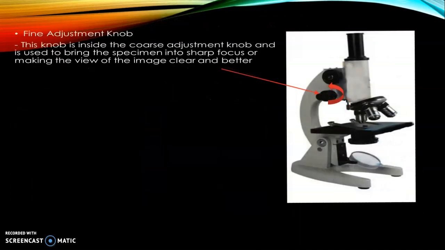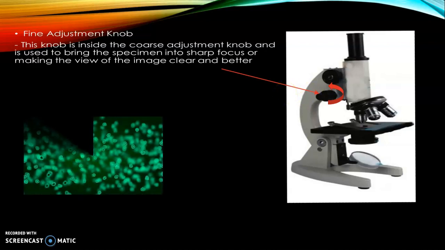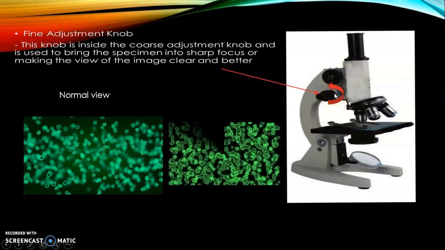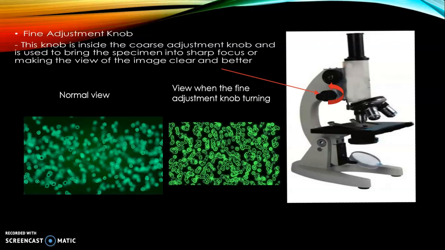Another, the fine adjustment knob. This knob is inside the coarse adjustment knob. It is used to bring the specimen into sharp focus, making the view of the image clear and better. By turning this fine adjustment knob, it sharpens the image under high and low magnification. For example, in this picture, this is the normal view of the fine adjustment knob. But when you turn this part, this is the changed view.